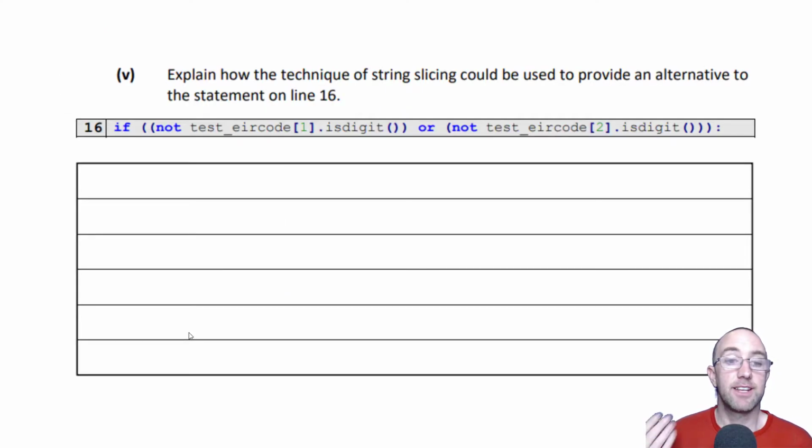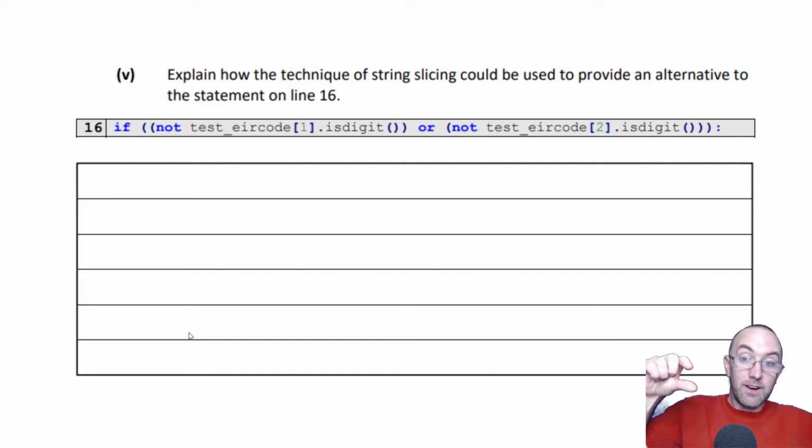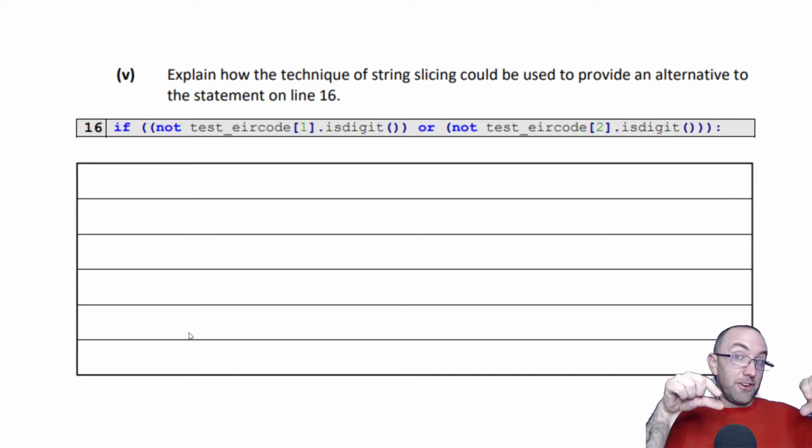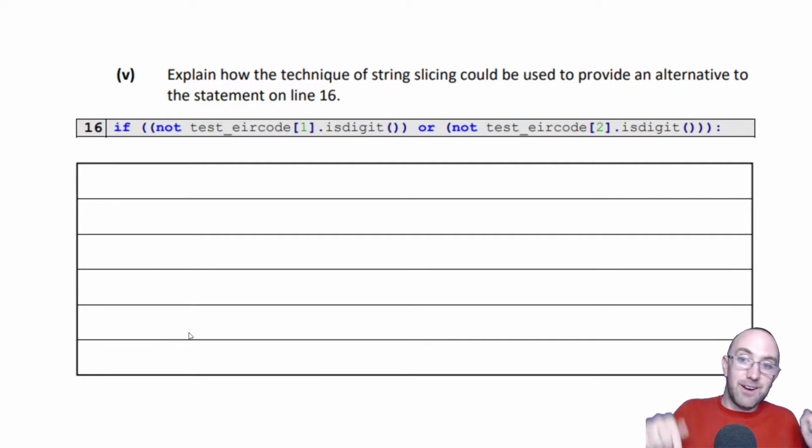So part 5 says, explain how string slicing could be used to make this better, because that is a nasty looking thing. It's looking at the second digit or the third digit not being a digit. But what if this was even worse? What if this was some code where you had to do 10 of them? That's a lot of ORs, or NOTs. That's not good code.